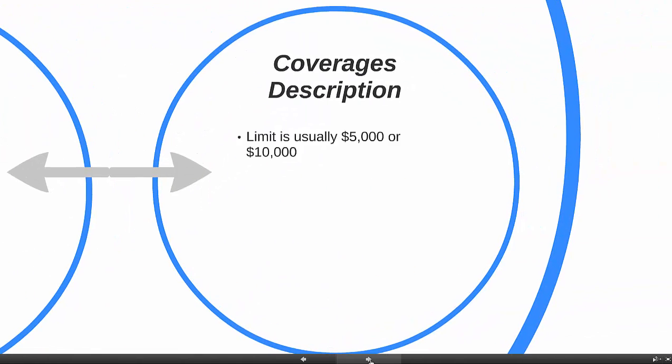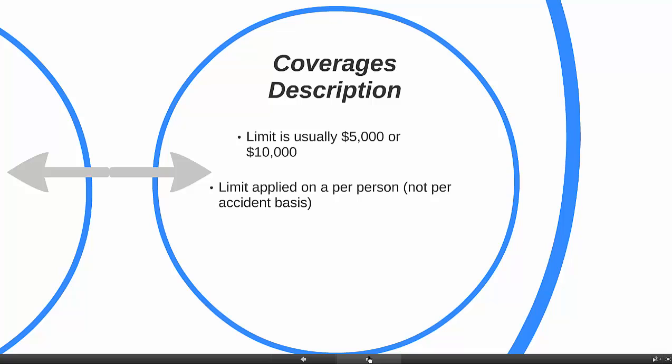First of all, the coverage limits are usually very low, $5,000 or $10,000. This is a pretty inexpensive type of coverage. I didn't mention before when we were talking about liability that liability tends to be one of the most, if not the most expensive of the different coverages, whereas medical payments is usually a small fraction of what your liability insurance costs, in part because the limits are so small.